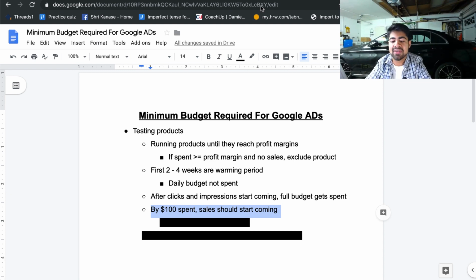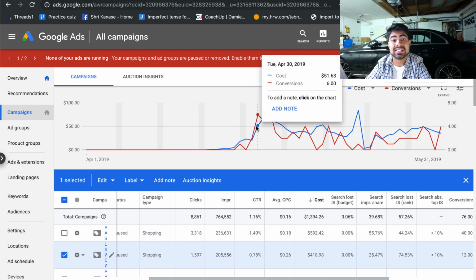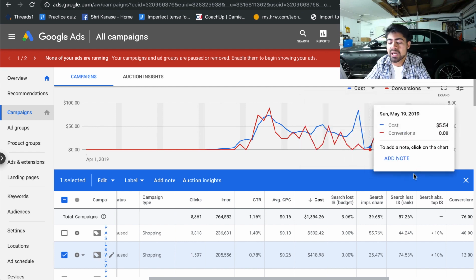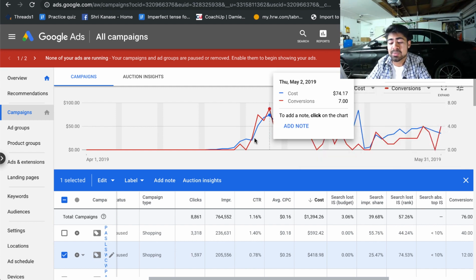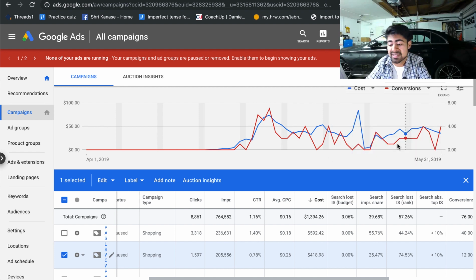But as I mentioned, after about $100 of spend, I was really getting conversions and sales for a few particular products, but in total there was only one product which was getting me the majority of the sales. The sales were going up and down, but after about 2 to 4 weeks, I was starting to see some consistency. As you guys can see, I was getting anywhere from 1 sale to about 5 sales in a particular day, and this was just ramping up.